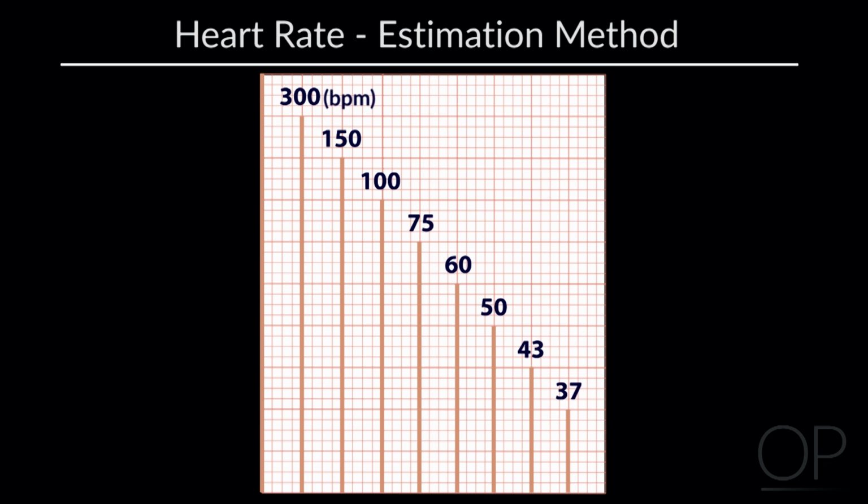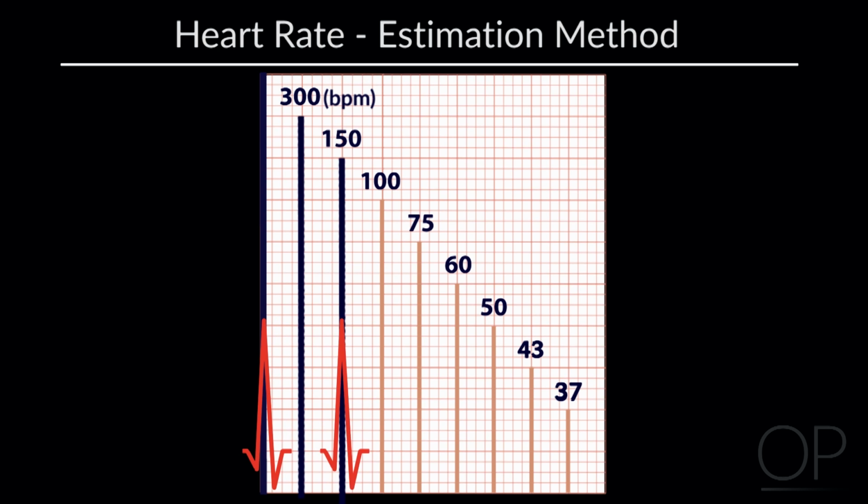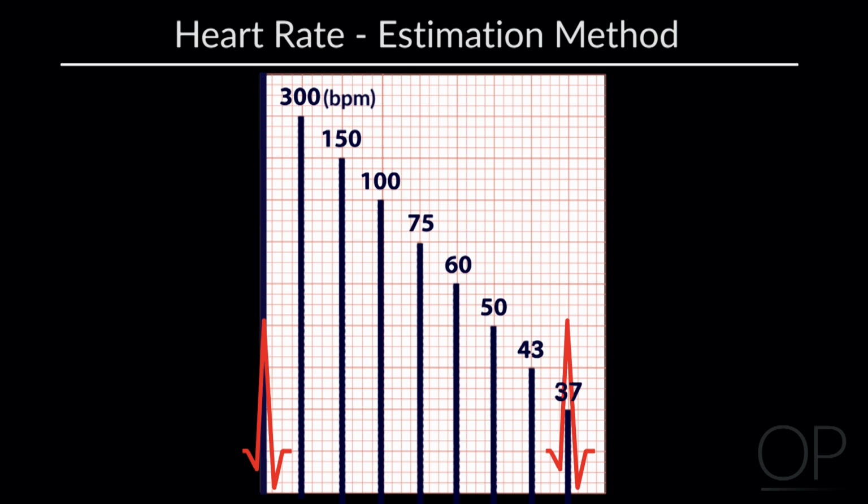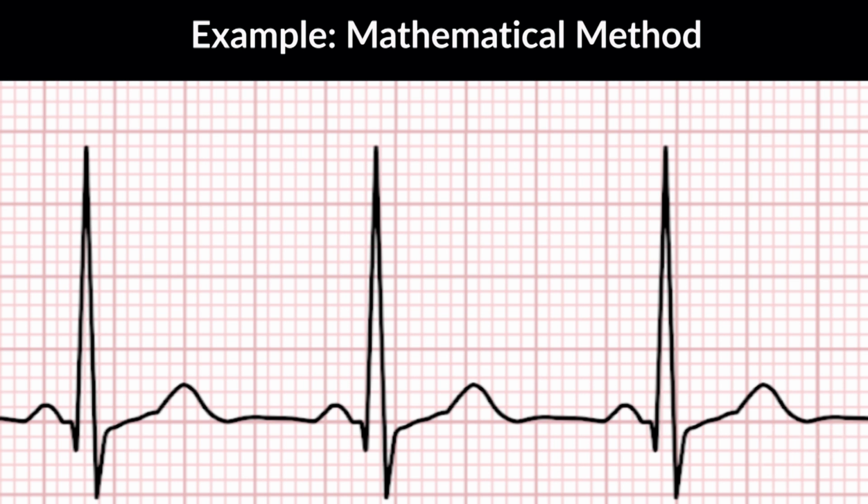Another way to do it is the estimation method. If you presume a QRS complex starts on a thick line, and then you count 300, 150, 100, 75, etc., you can then see where the next QRS complex lands and get a rough estimation of what the patient's heart rate is. For example, what is this patient's heart rate?